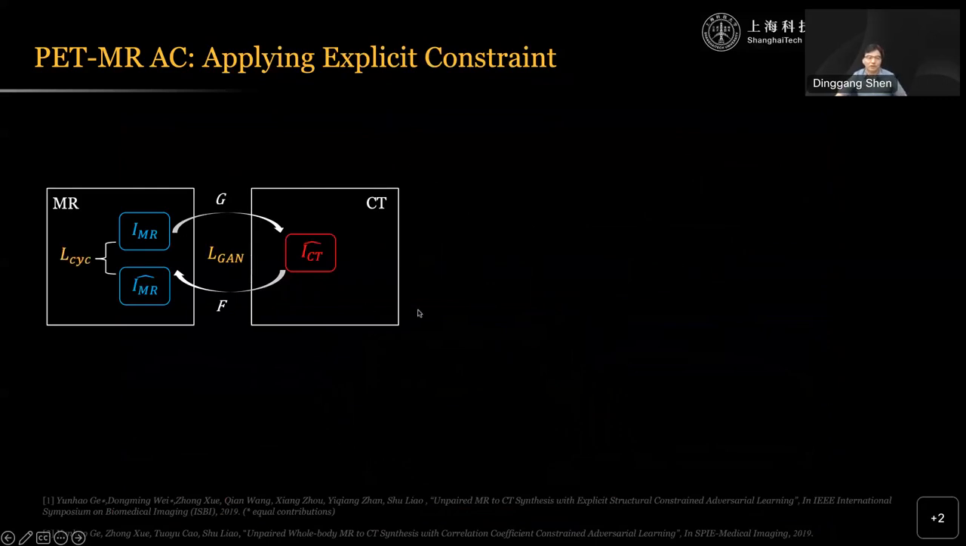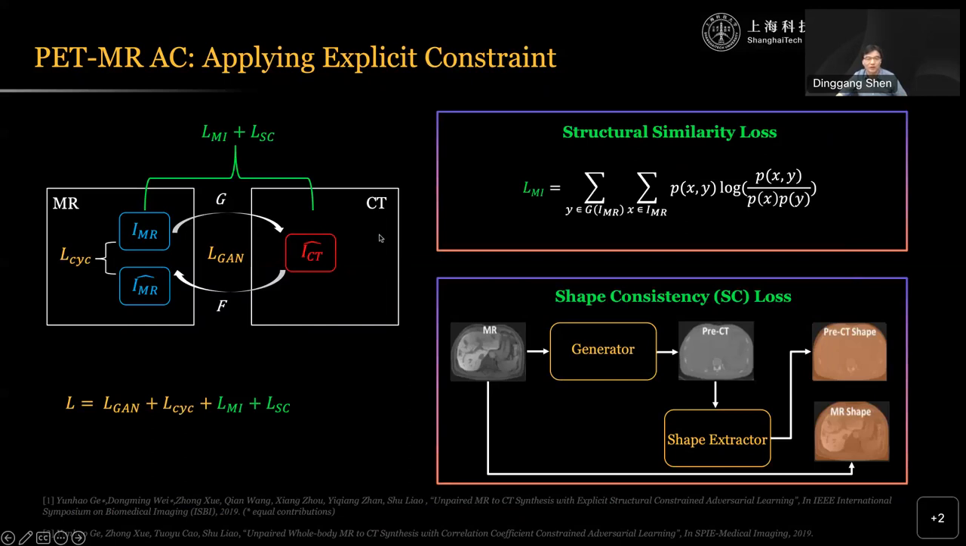To overcome these issues, we actually use two different losses. One is what we call structure similarity, meaning the shape. For example, if we have the MR image and transform it to the CT image, the shape should be very similar. So this is structure similarity, and their overall shape should be consistent. So we use two kinds of information. Structure similarity means the structure in the MR image and the structure in the CT should be similar, so we use mutual information. MI stands for mutual information, and here SC is shape consistency. So we use these two different kinds of loss function.